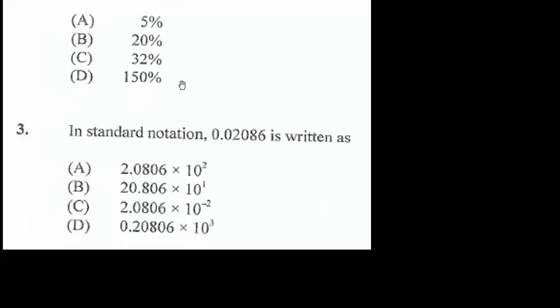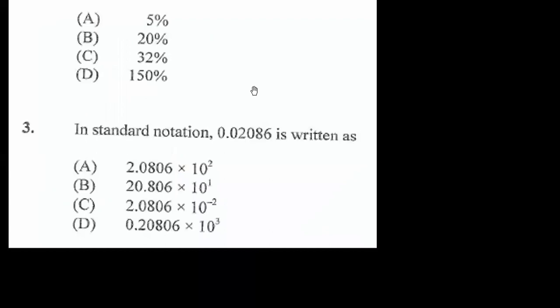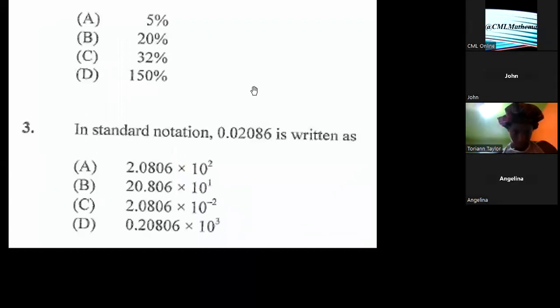All right, awesome. Let's look at question number 3. In standard notation, 0.02086 is written as, but in this case, you can't necessarily eliminate because it's either you know it or you don't. So there's some failure cases to elimination as well. One thing CSEC usually does, right? This is a standard that, yeah.